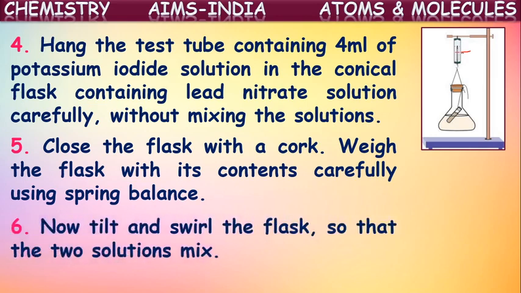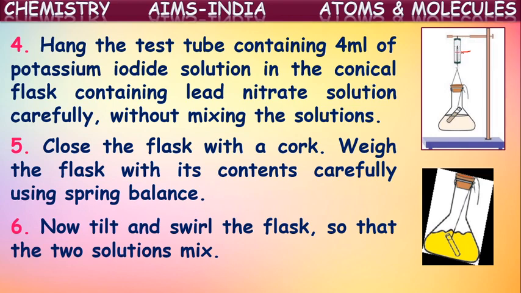After measuring, we have to tilt the conical flask so that the solution in the test tube and the conical flask mix with each other. What happens when mixed? The lead nitrate and potassium iodide react with each other and form new substances. They undergo a double displacement reaction and form potassium nitrate and lead iodide. Two new compounds will be formed. So the reactants mix, undergo a chemical reaction, and form new compounds as products. In that way, the flask has to be tilted.